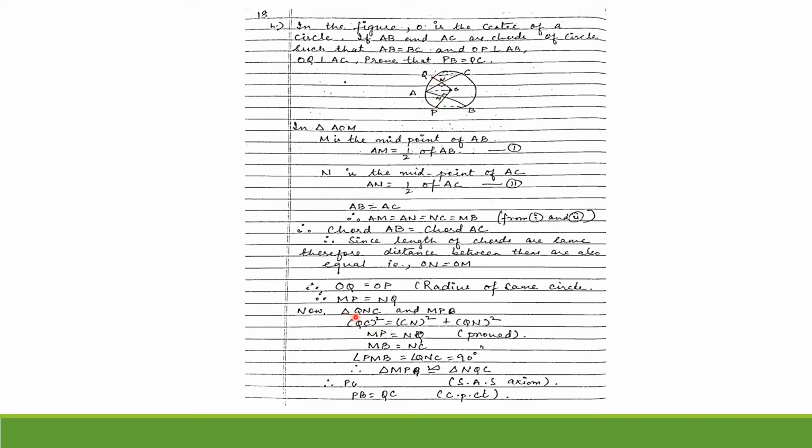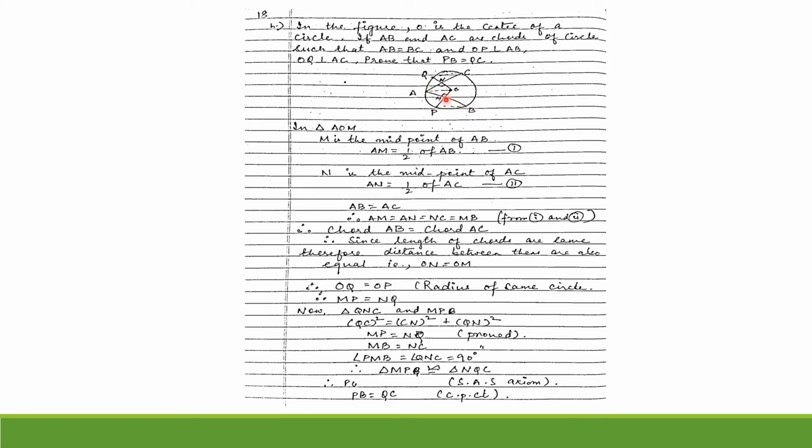And then we can compare triangle QNC and triangle MPB. Comparing the triangles, we know that QN is equal to MP and NC is equal to MB. Sorry, NC is equal to MB here. So using the Pythagoras theorem, we can say that QC squared is equal to CN squared plus QN squared. So MP is equal to NQ and MB is equal to NC. We have already proved this, and since N is bisecting the chord AC here, N is 90 degrees. Similarly, M is bisecting the chord AB, so M is also 90 degrees.